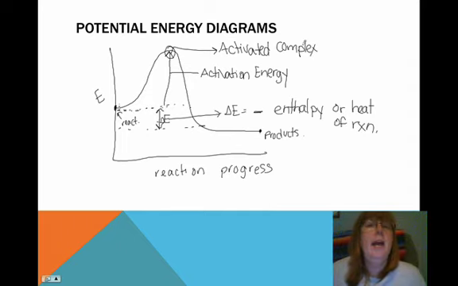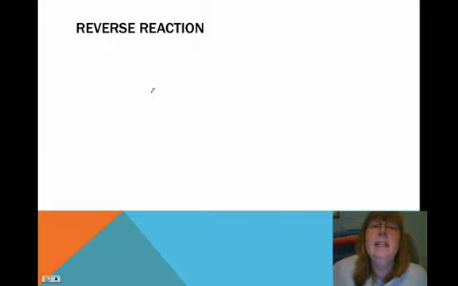All right, let's go ahead and define activation energy. Activation energy is the amount of energy required for the reactants to reach the activated complex. Remember we said in an earlier slide that the molecules must collide to react, and they must collide with enough energy. They have to have enough energy to get to the top of that hill. If they don't collide with enough energy to get to the top of the hill, they're not going to form products.